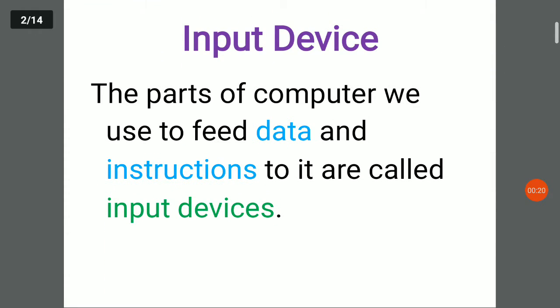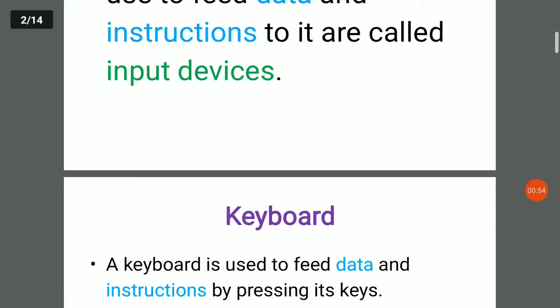First take a look at the definition of input devices. The parts of computer we use to feed data and instruction to it are called input devices. It means we can input two things into the computer, first data and second instruction. These two things we can input into the computer with the help of input devices. Got it? Let's move ahead.